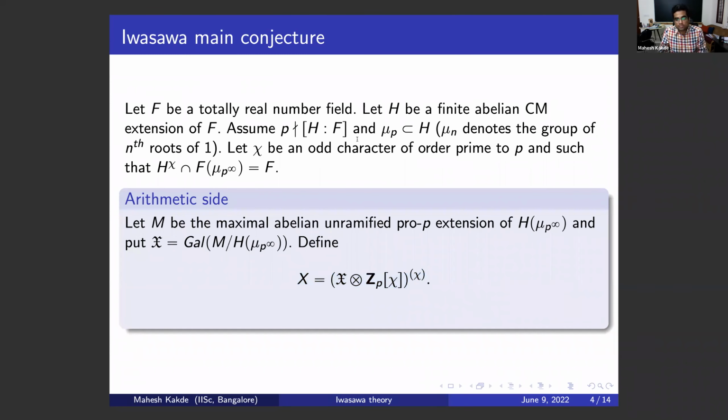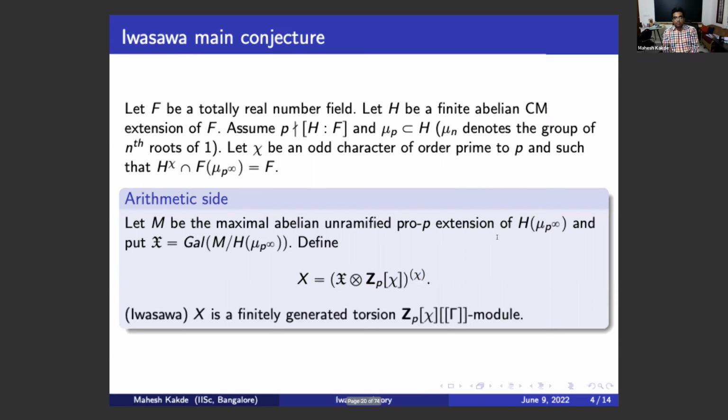This is one of the reasons why I assume that, this should have been F-bar to the kernel of χ. Sorry. So this is one of the reasons why I assume that my χ has order prime to p. Then Iwasawa proved that X is actually a finitely generated torsion module over this ring.